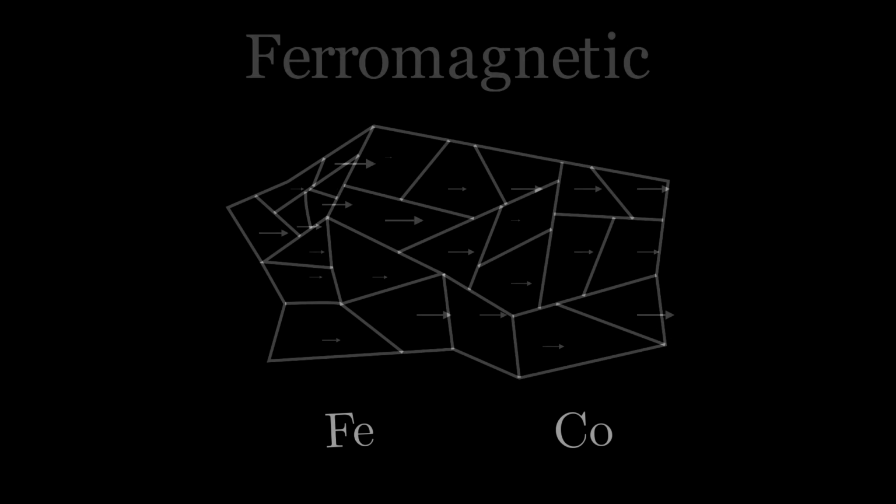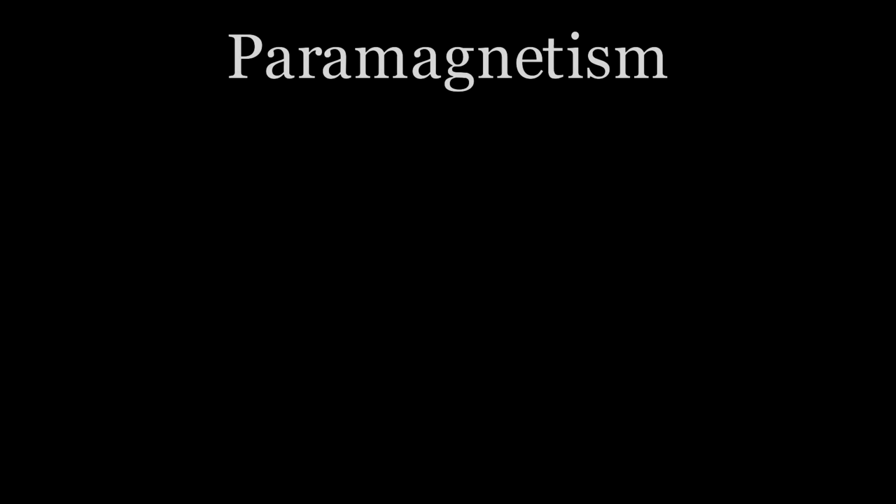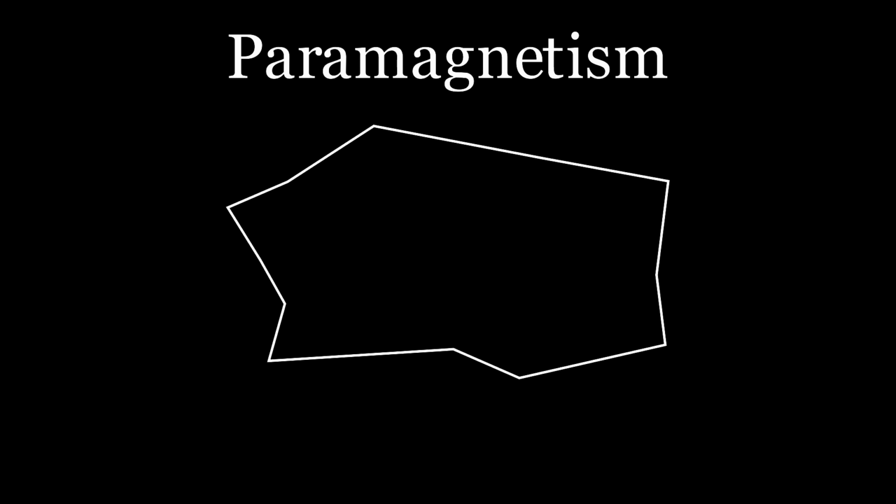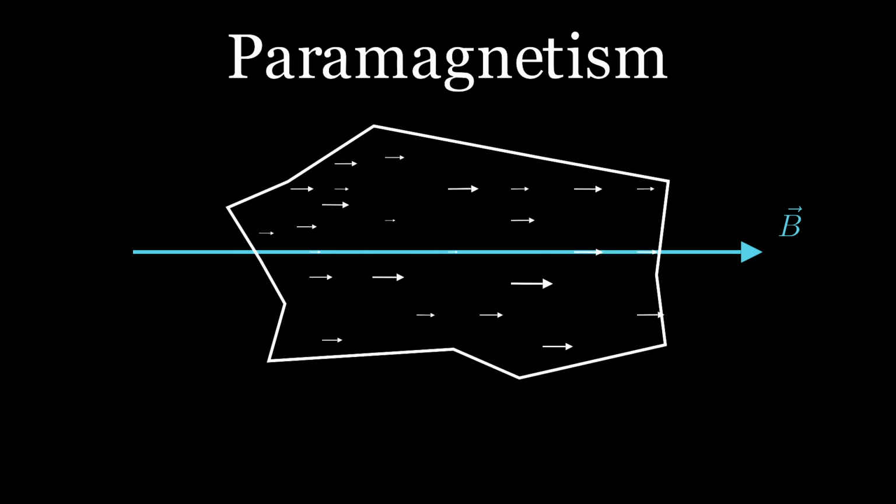The next type of magnetism is paramagnetism. The magnetic fields are usually randomly aligned on a paramagnetic material, canceling each other out. But if you add an external magnetic field, then the material will align with that, giving you a slight extra magnetic field, but it goes away once you remove the field.